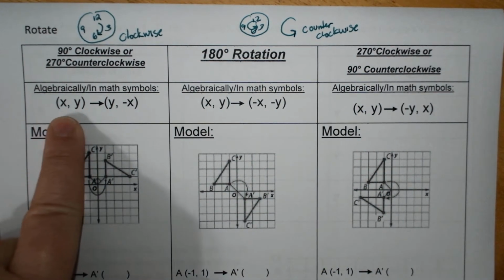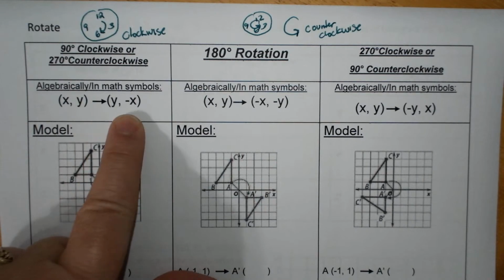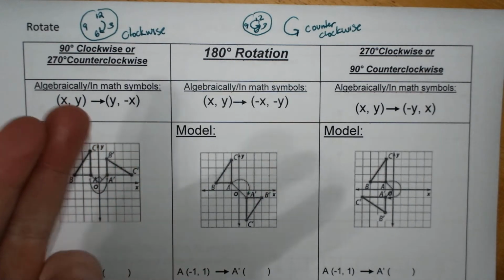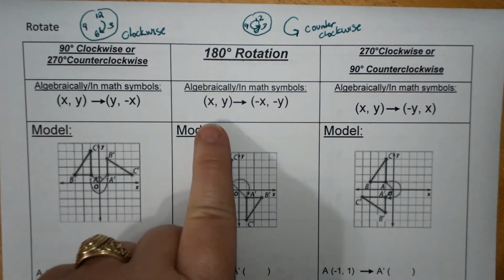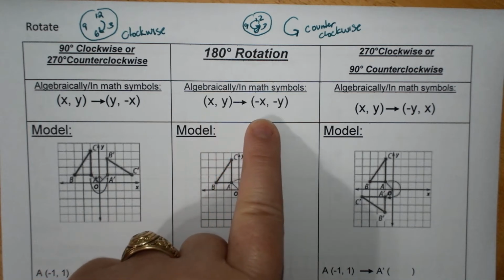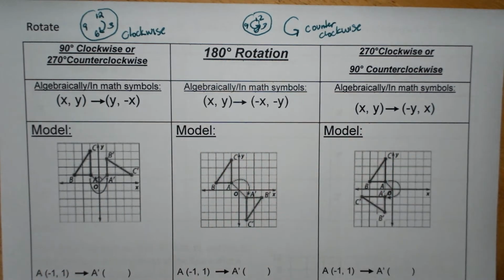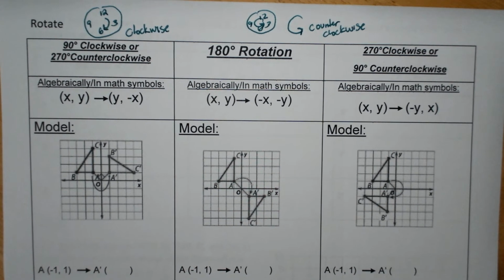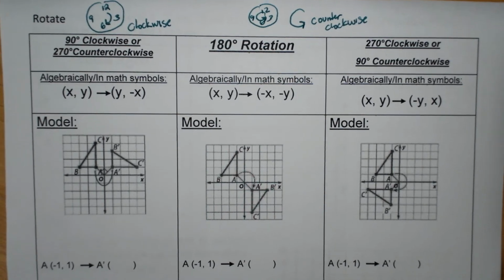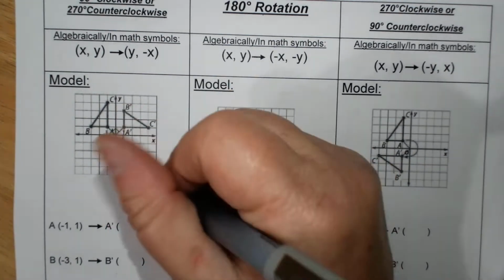The rules are (x, y) becomes (y, -x). Notice that they've changed positions. (x, y) becomes (-x, -y), and (x, y) becomes (-y, x). Now we already had 3 other rules, and you're going to have to be able to memorize them all. What my students did is they made these little badges.